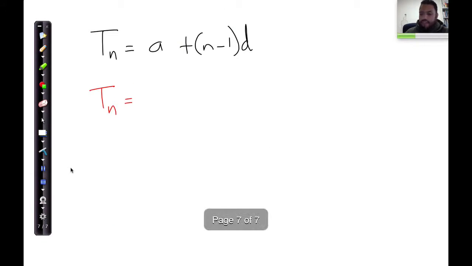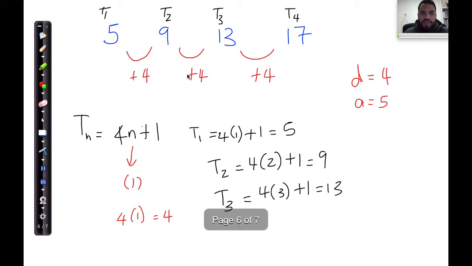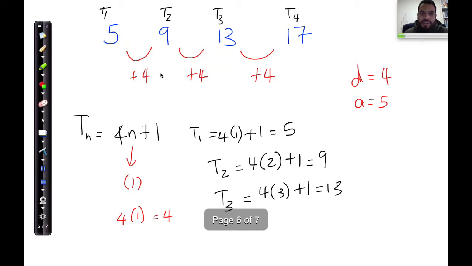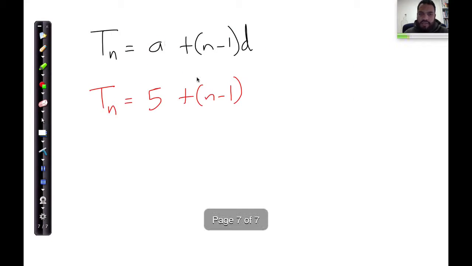What is a going to be if I go 1 back? And so let us look at this over here. Tn is equal to a plus (n minus 1) times d. a in the previous sequence was 5, plus (n minus 1) multiplied by d. The difference is going to be positive 4. And so I'm just going to put a bracket there and insert 4.